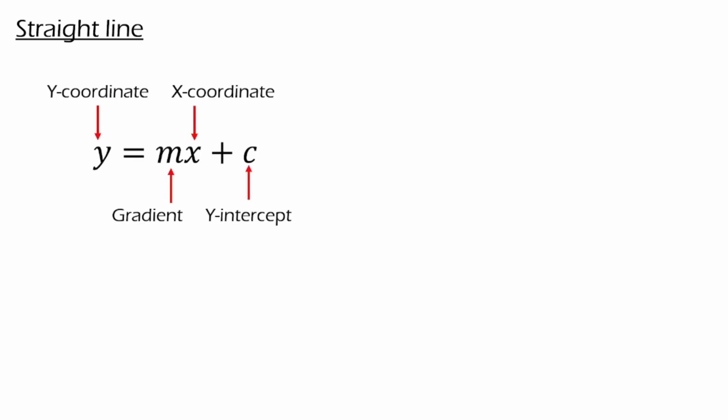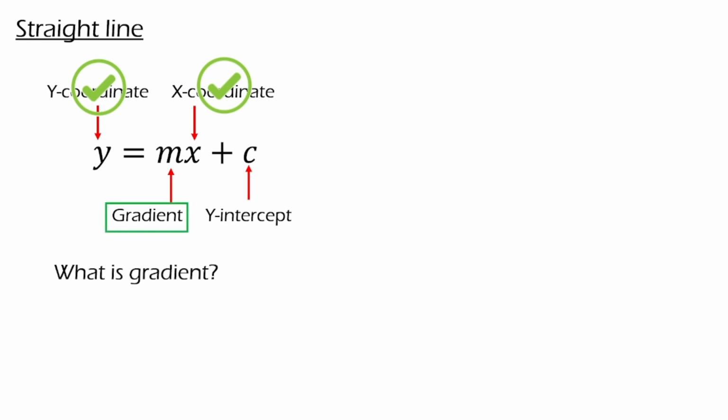Let's take a step back and look at the general equation. So far, we have finished discussing the two elements y and x in the equation. Now let's continue discussing m, which is the gradient of the graph. What is gradient? What does it tell? It tells us how steep the straight line is.